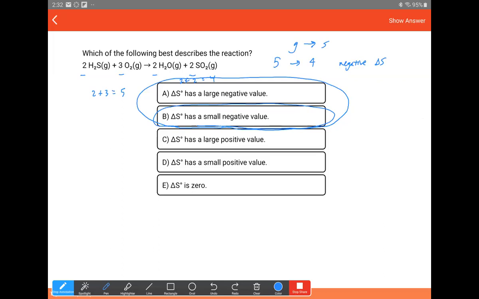So that's what we're looking at: structure, temperature, number of particles, what's happened from the reactant side to the product side.